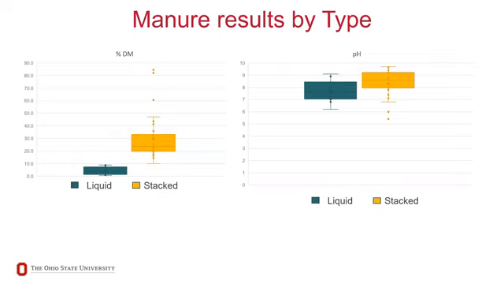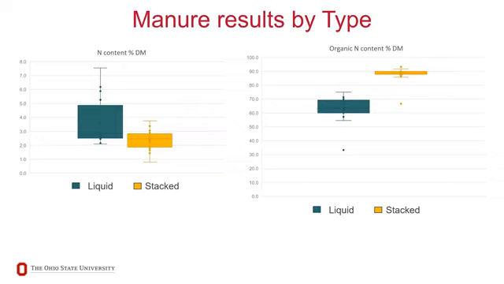So dry matter, obviously the liquid manure was lower, and then we have more variability in stacked manure. There are different types of dry matter and moisture available there. pH, if you're going to compare liquid versus stacked, they are very close, around 7-9 pH for both types of manure here.